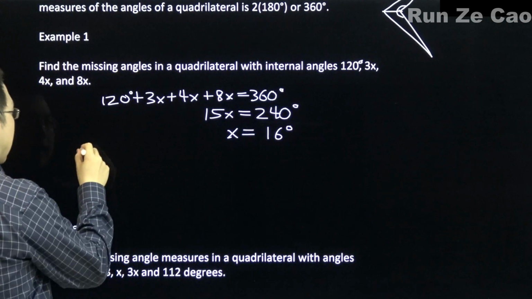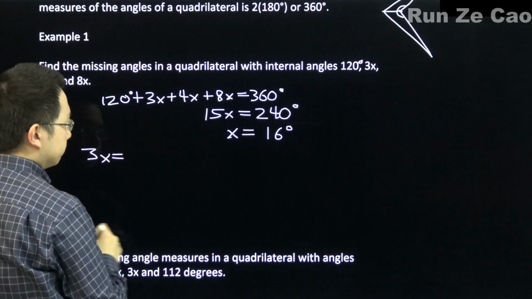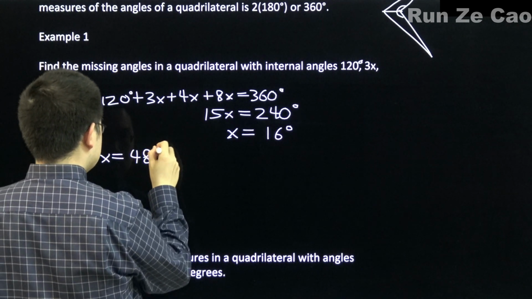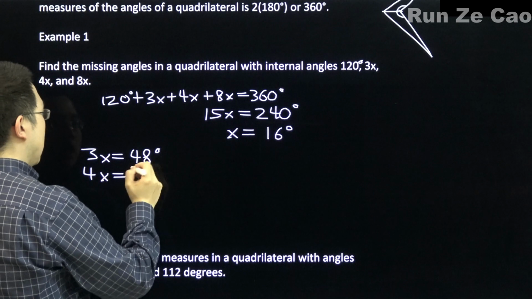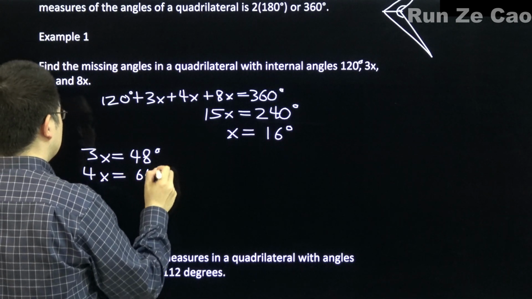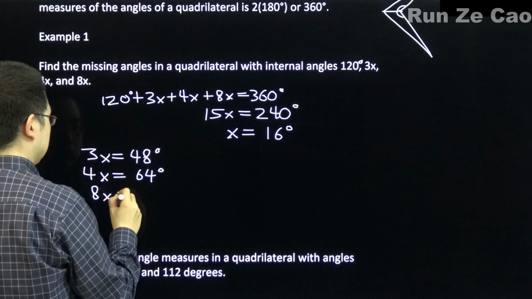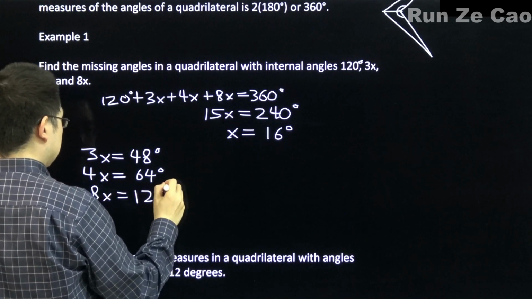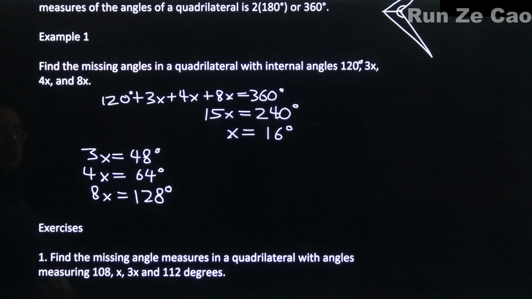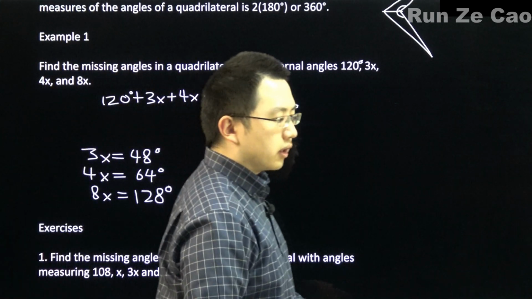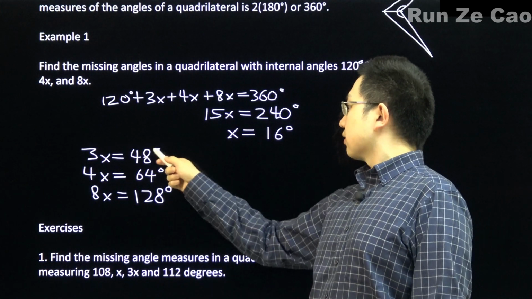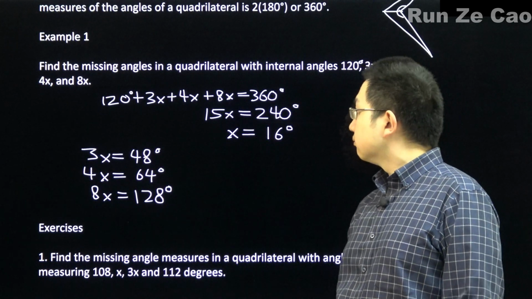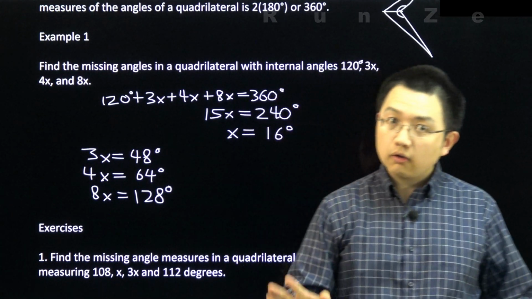So, 3x is equal to 48 degrees. 4x is equal to 64 degrees. And 8x is equal to 128 degrees. All right then. If we do a little bit of quick mental math, the 8 and the 4 go in and that becomes 60. So 60, 60, 120, 120. Okay, yep. Adds up all okay.